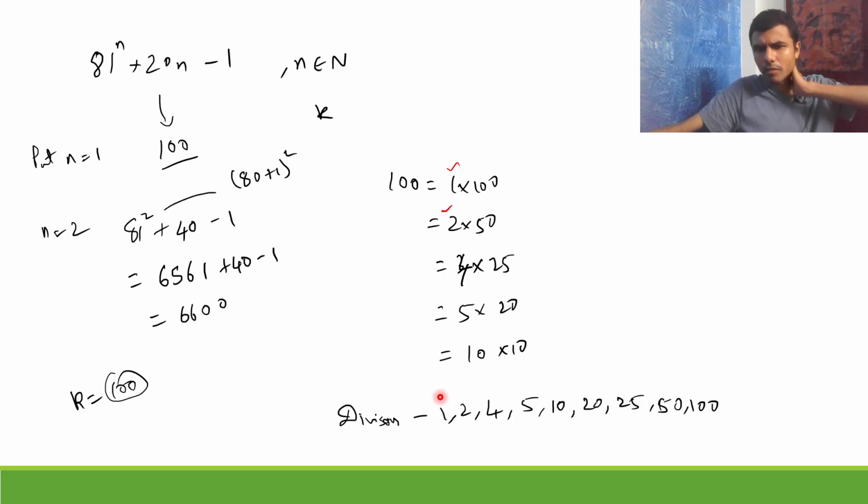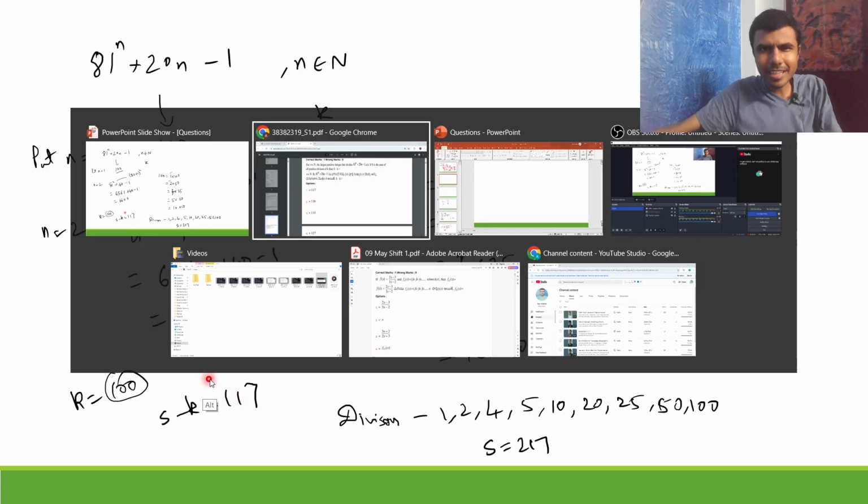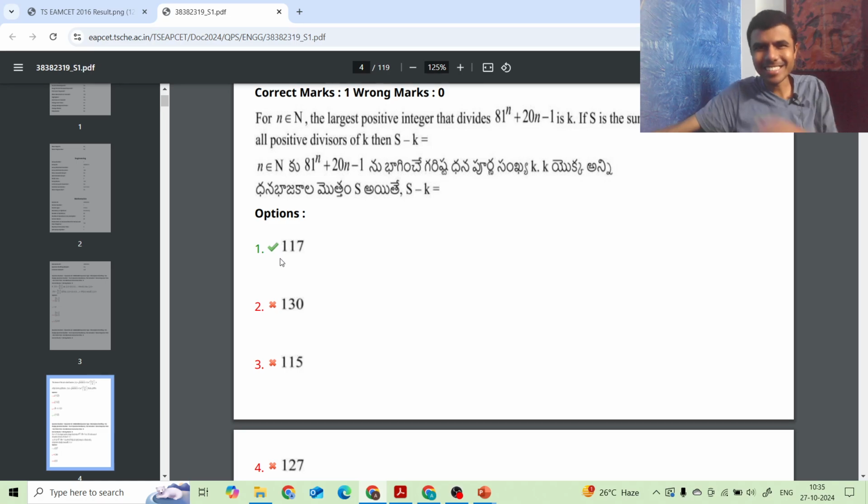Now add them up. 1 plus 2 is 3, 3 plus 4 is 7, 7 plus 5 is 12, 12 plus 10 is 22, 22 plus 20 is 42, 42 plus 25 is 67, 67 plus 50 is 117, 117 plus 100 is 217. So S is 217. Now S minus k is going to be 117. Is it there in our options? Yes, it's there in our options.